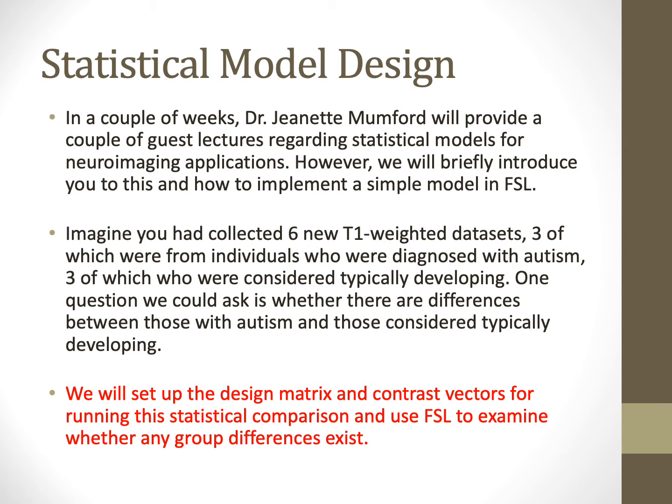Imagine you had collected 6 new T1 weighted data sets, 3 of which were from individuals who were diagnosed with autism, and 3 of which were considered typically developing controls. One question we could ask is whether there are differences between those with autism and those considered typically developing. We will set up the design matrix and contrast vectors for running this statistical comparison and use FSL to examine whether any group differences exist.